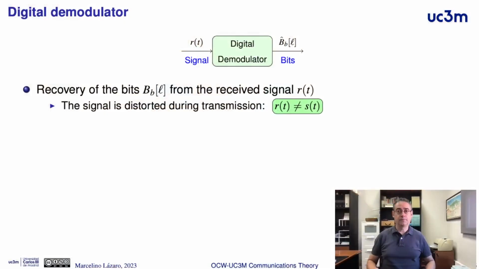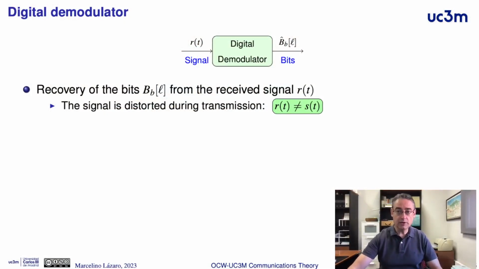In the transmitter of a digital communication system, the digital modulator converts the information bits into a signal that is transmitted through the analog channel. At the receiver, the digital demodulator must convert the received signal, the signal at the output of the channel, into a sequence of bits, trying to recover the transmitted information. In this video, we will analyze the behavior of this digital demodulator.